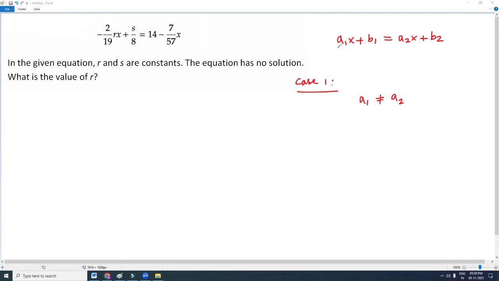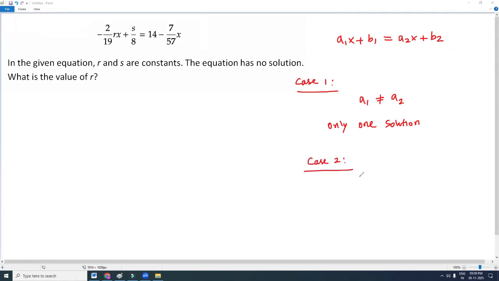When we have a linear equation in this form and the coefficients of x on the left side and right side are not equal, then the equation has only one solution. Let me write over here. And here we don't have to worry about the constants b1 and b2. They may be equal or they may not be equal. Now let me consider the second case.